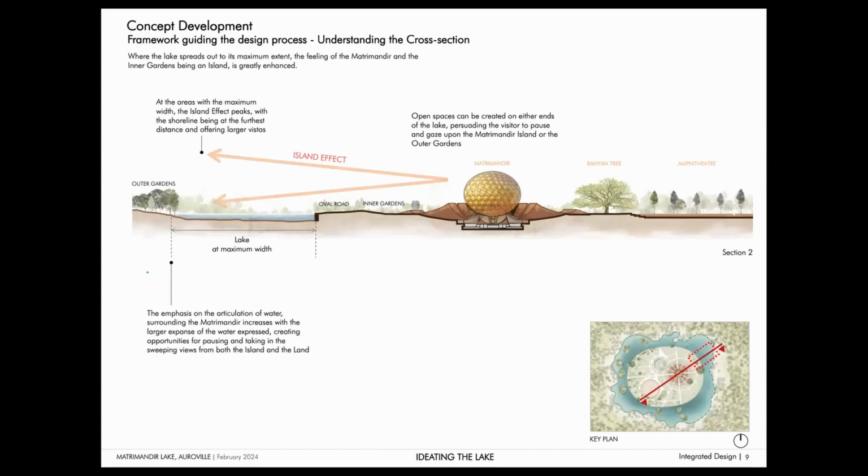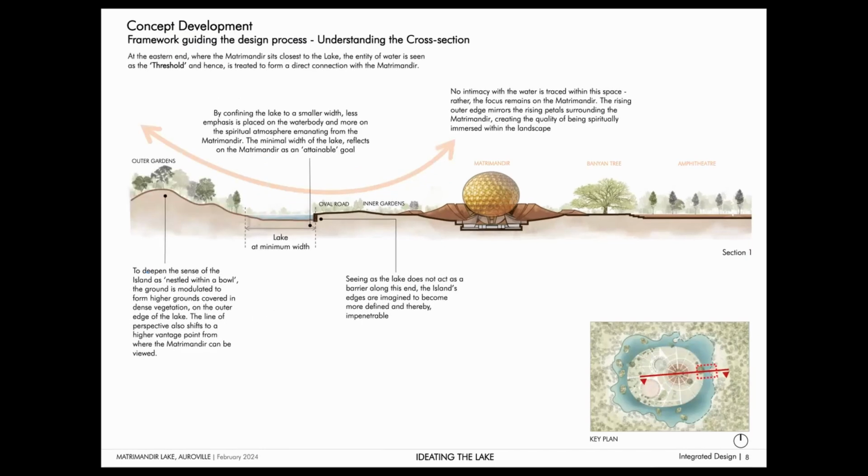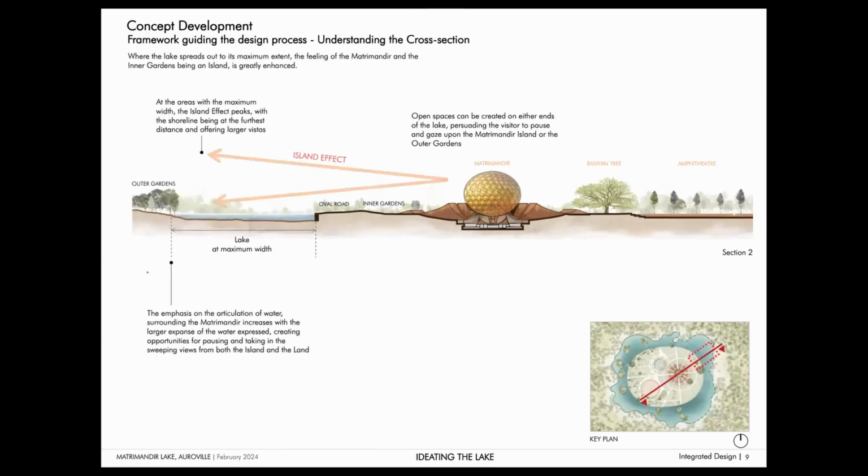If we were to shift the angle of the section slightly, the difference you will notice between this first section is that the outer gardens are at a much higher level as compared to this section where the outer gardens are at a much lower level. The relative position and the levels of the lake and the Matrimandir remains unchanged at this point. But the idea is that one is able to create a sequence of open spaces, both in the outer as well as in the inner gardens, that helps connect with the main Matrimandir to the visitors.